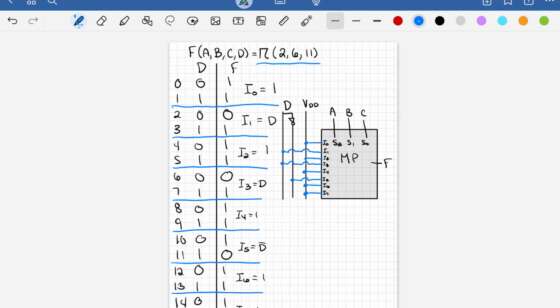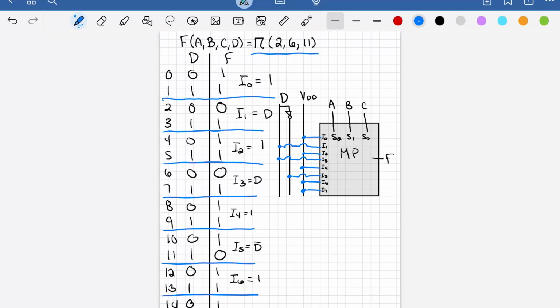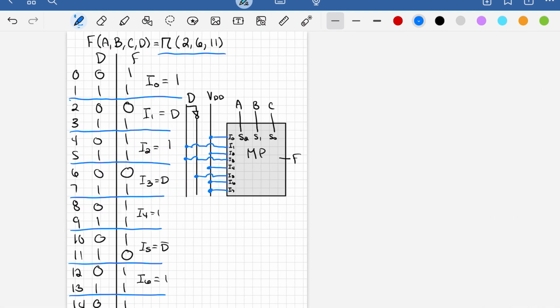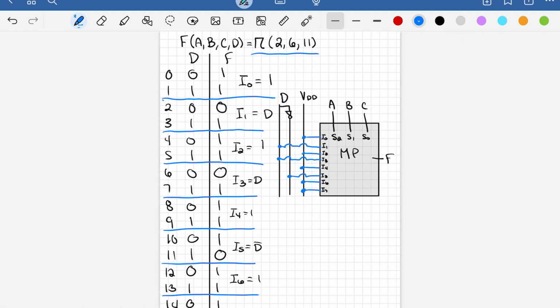And this is how we do a multiplexer. If you have any questions, please let me know. I'm more than happy to explain. There are no further questions for this one, though.